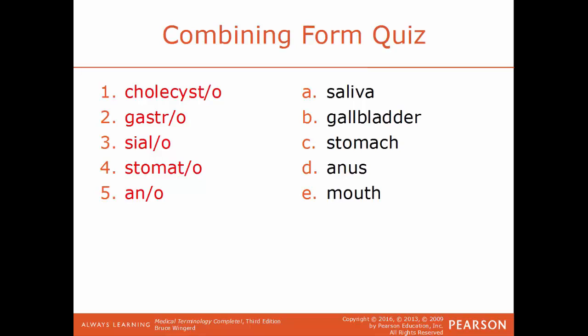Alright, we will finish our chapter on the digestive system with our combining form quiz. The terms on the left, cholecysto, gastro, sialo, stomato, and ano. This will match up with either saliva, gallbladder, stomach, anus, or mouth. So the first one, cholecysto, goes to gallbladder. Gastro goes to stomach. Sialo goes to saliva. Stomato goes to mouth. And ano goes to anus. And here are all 5 terms correctly matched to their definition.